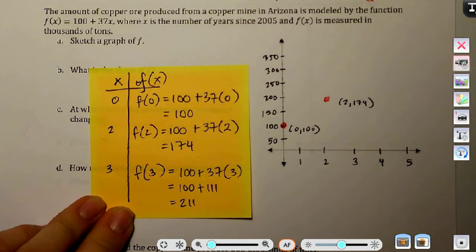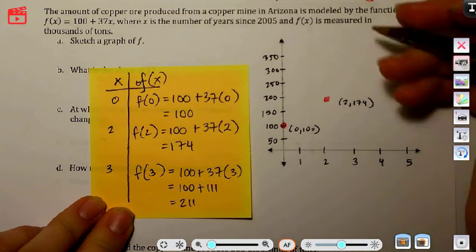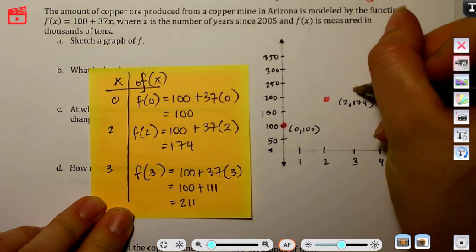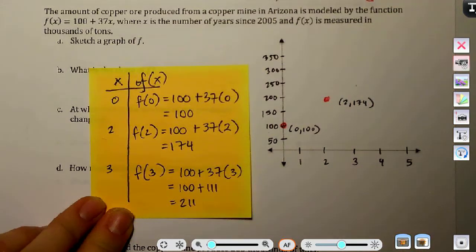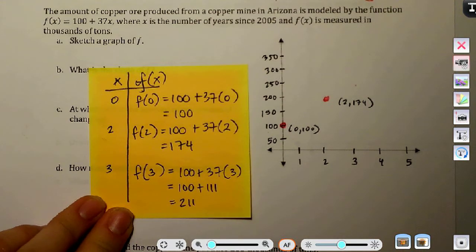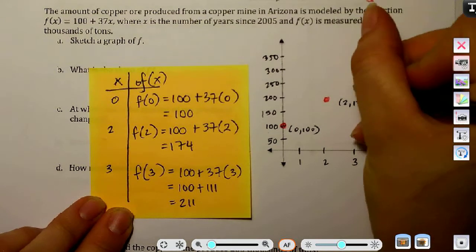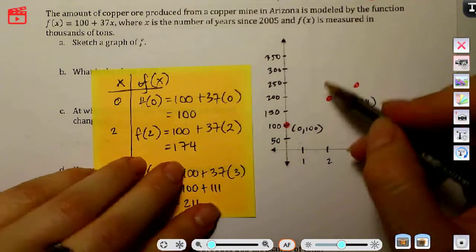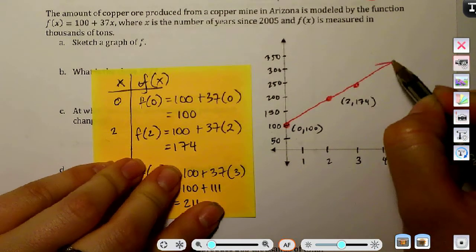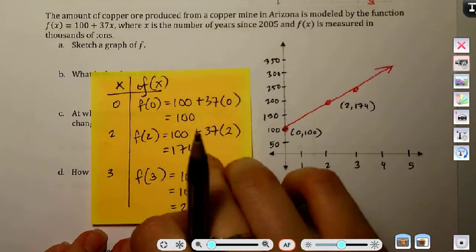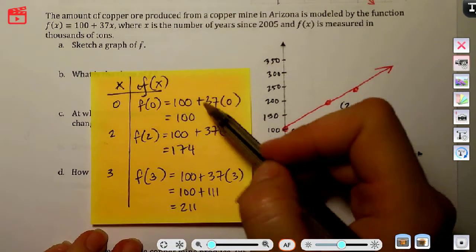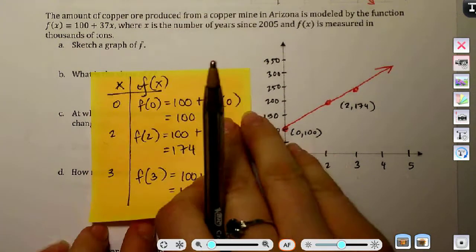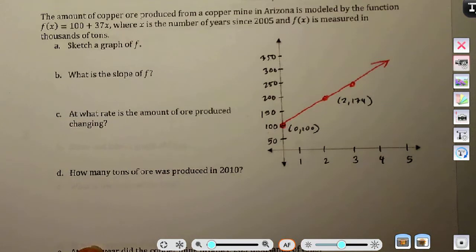Okay, plotting that point, 3, 211. Is that 211? Let me check this one more time. Yep, 211. 3 and about there. Okay, and then I'll go ahead and just, there's my line, my arrowhead, and we're done. So that was a sketch of the graph. I just plotted 3 values to sketch out my graph, and we're done with that.